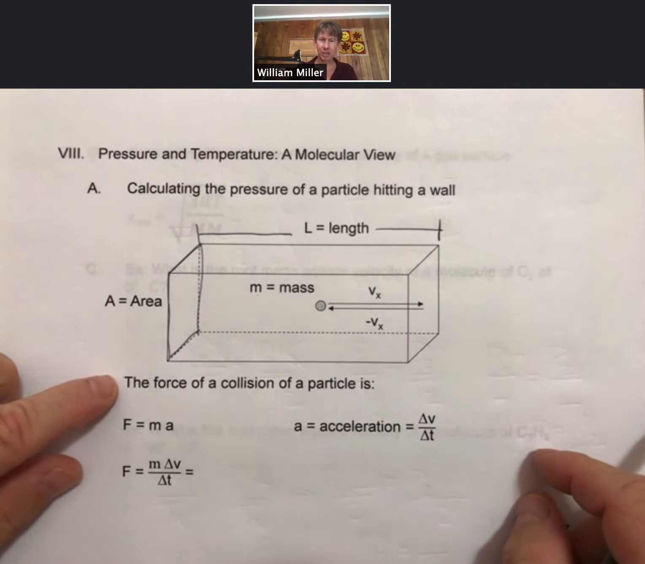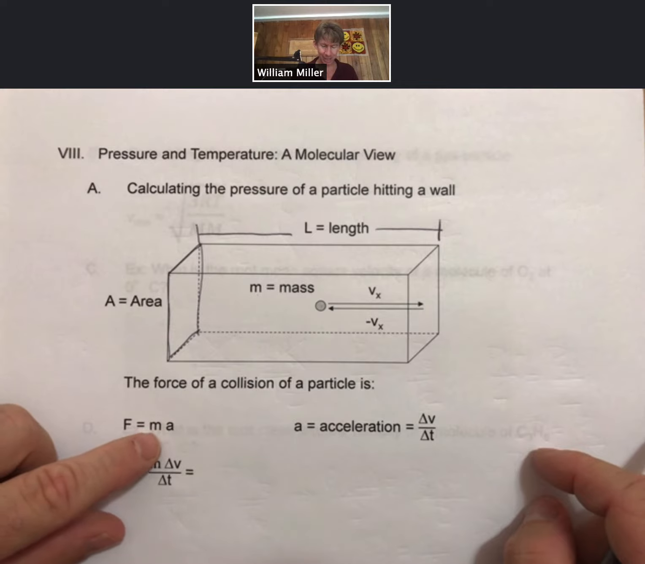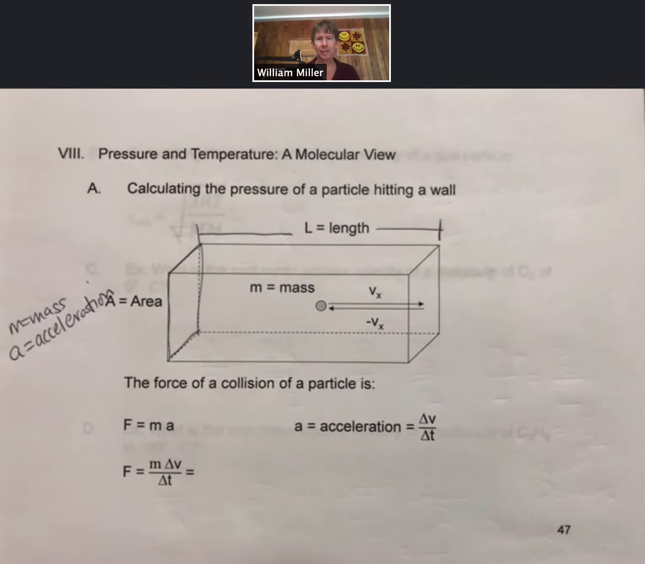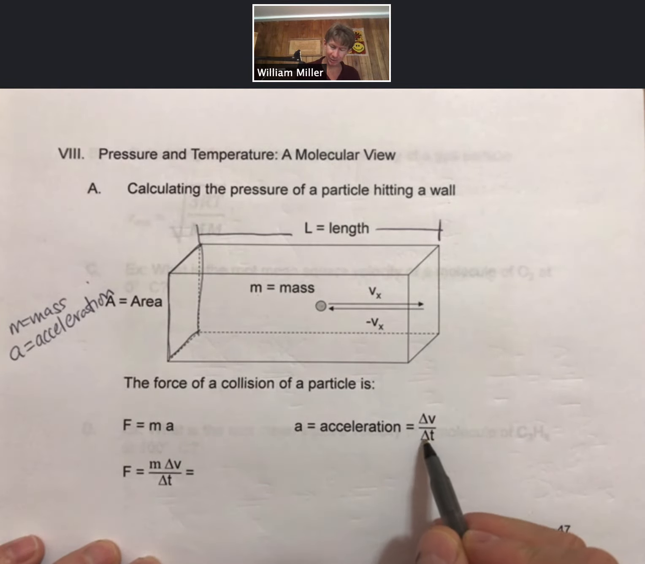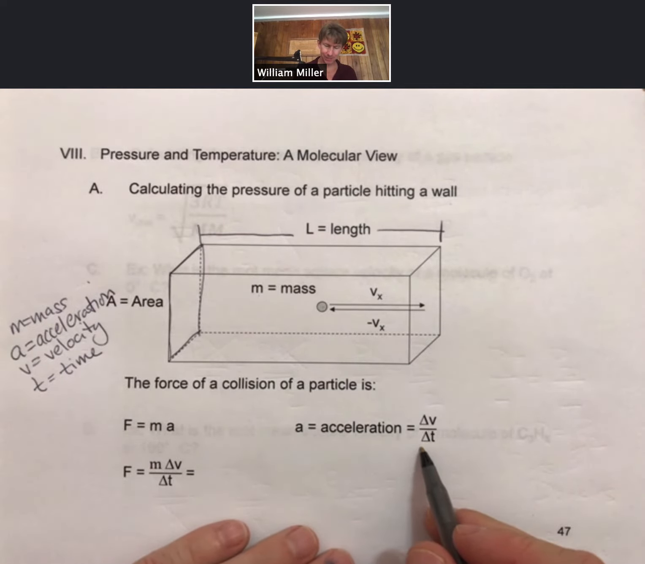Now, the force of a collision of a particle is, for anything, force equals m times a. That's mass times acceleration. So m equals mass, a equals acceleration. And if you've taken a physics class, then you know that acceleration is change in velocity over change in time, where v is velocity and t is time. And the capital Greek letter delta means change.